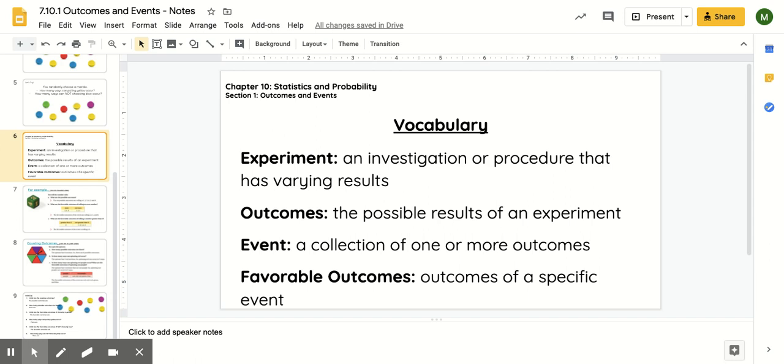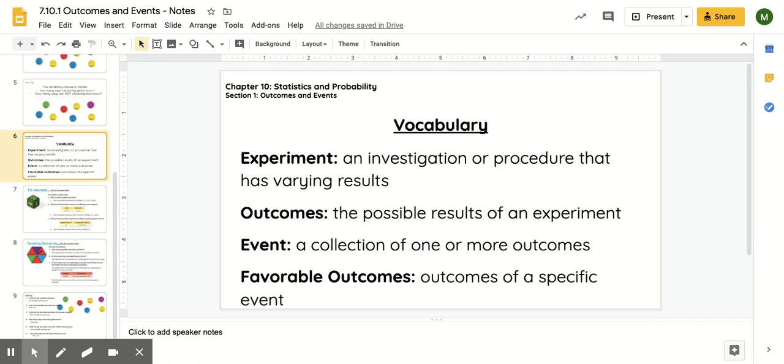Today, we are going to talk about the vocabulary for our statistics and probability unit, and we will also try out using some of that vocabulary. So, to start, we've got the word experiment. Experiment is a word that you have likely heard before, and as you know, it's an investigation or procedure that gets results, and these results within an experiment should vary, they should be different.